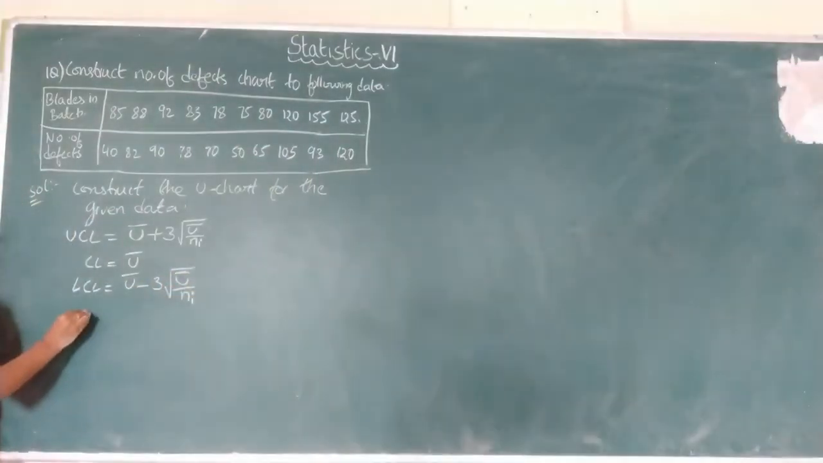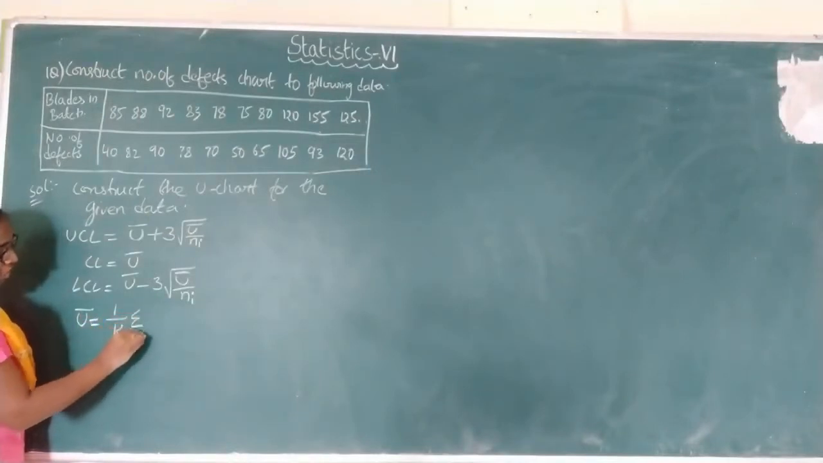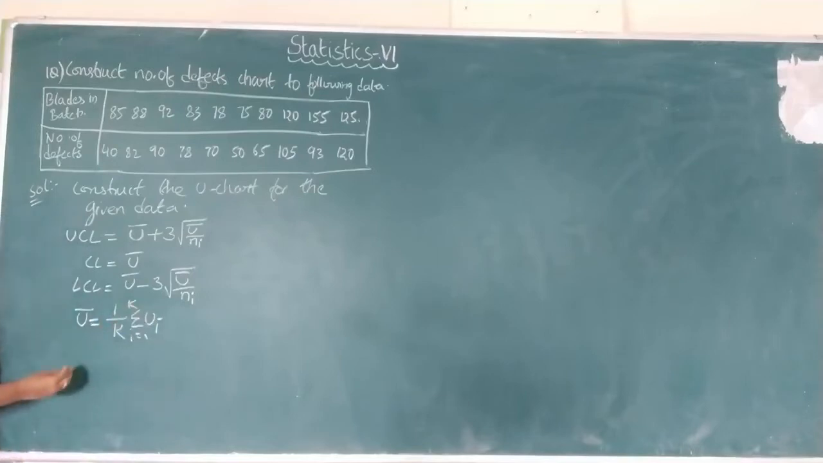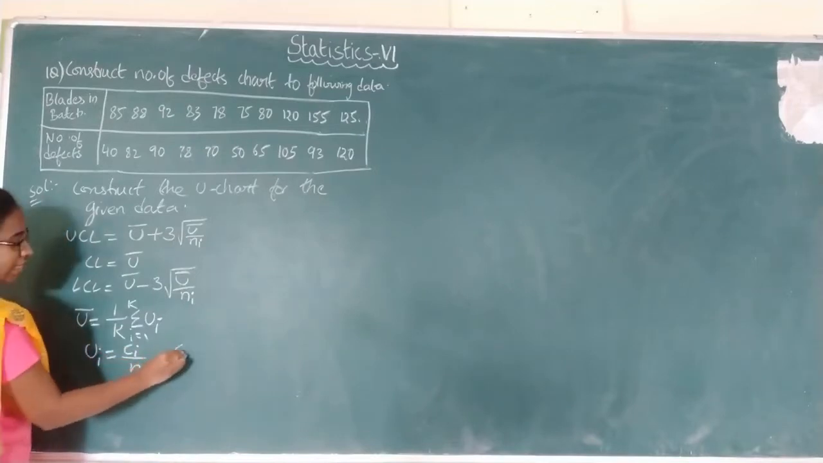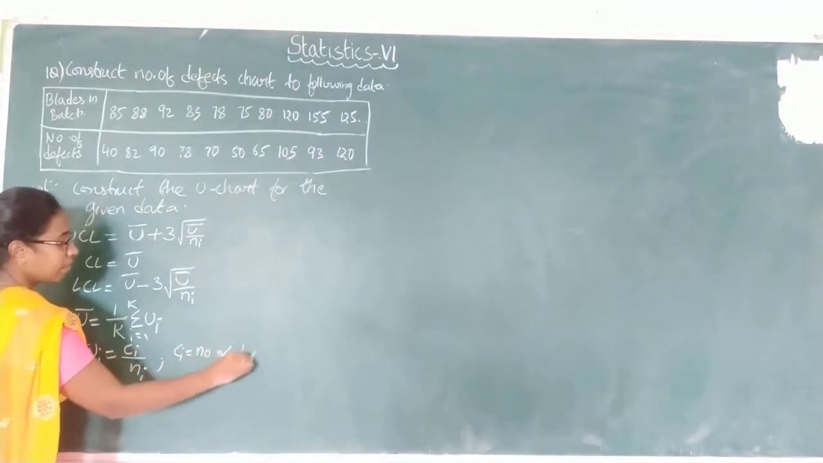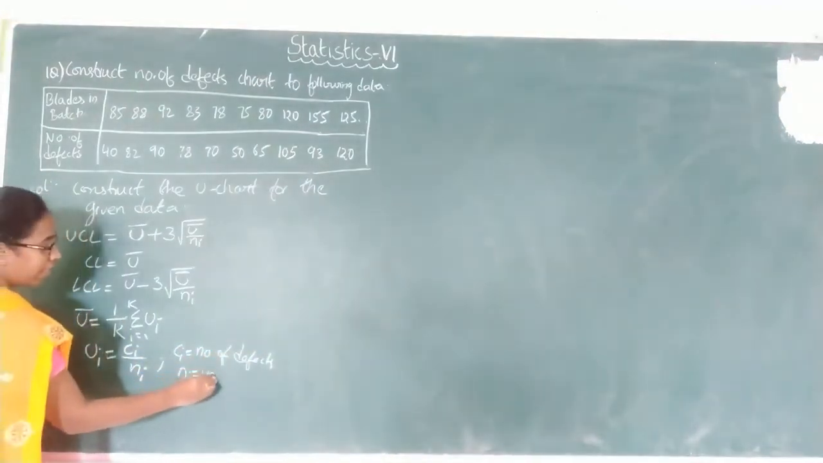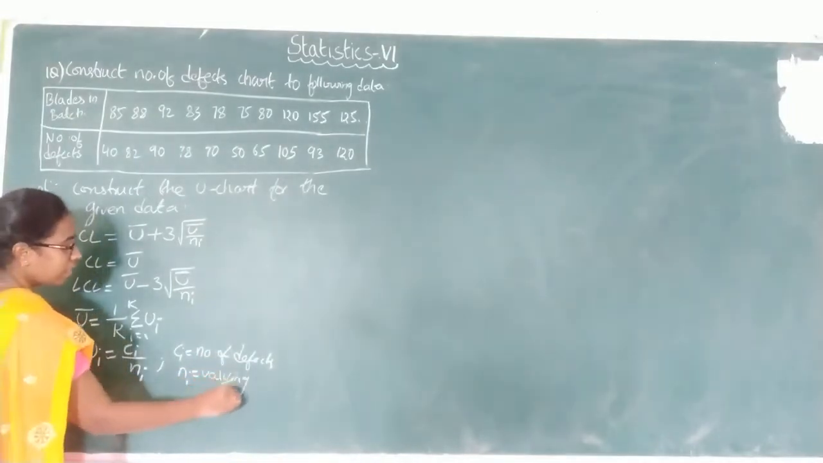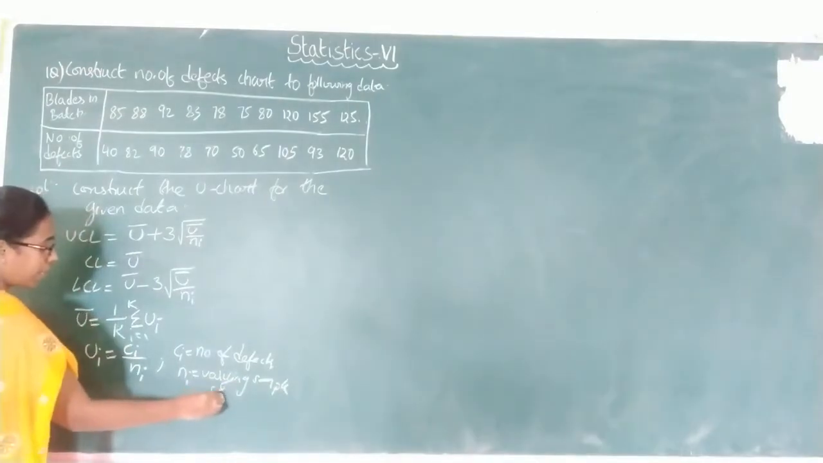So what is U bar here? U bar equals 1 by k summation i equals 1 to k of Ui. What is Ui? Ui equals Ci by Ni, where Ci is the number of defects and Ni is the varying sample size. The sample sizes which are changing are denoted with Ni.